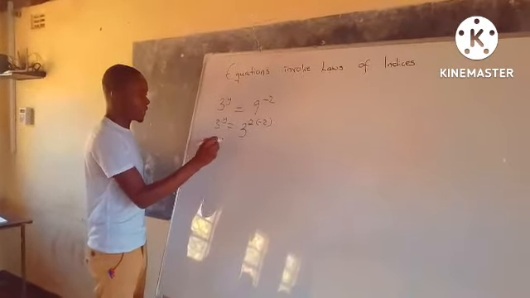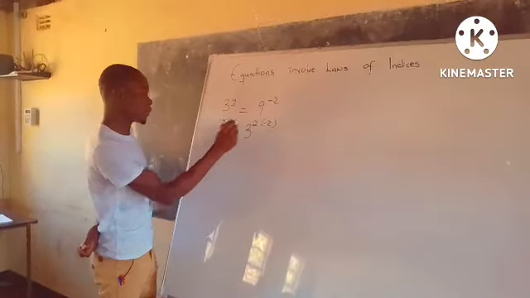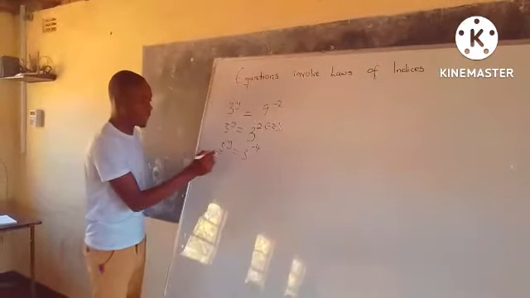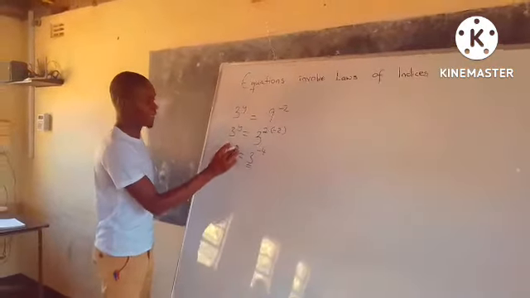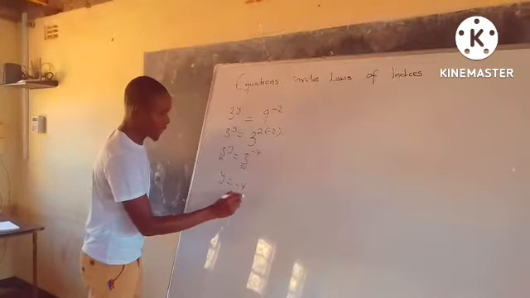So we are remaining with 3 to the power of y, then minus 2 multiplied by 2, we get minus 4. Since we have got the same base, we are just taking the powers. So our y is equal to minus 4.